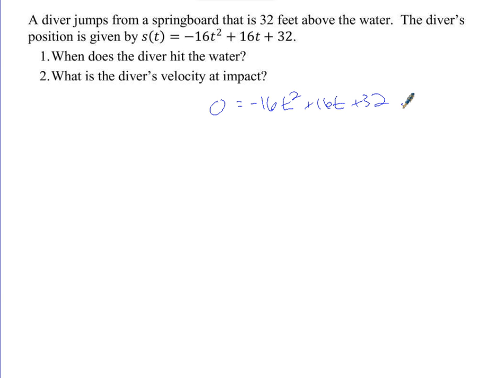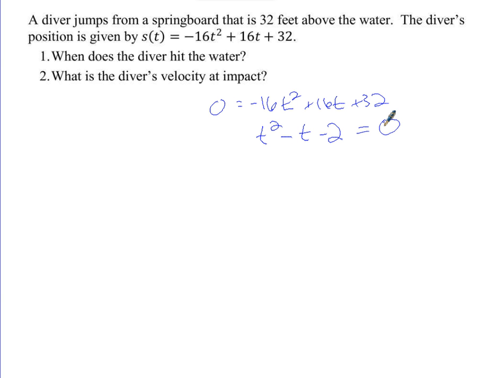Yeah, how about we divide out a 16, since there's a GCF here of 16. Yes, you can factor out a 16, but then you can divide it out and get rid of it completely. How about we make that a negative 16, so that our leading coefficient is positive? So that becomes a what? T squared minus t minus 2 equals 0. Now what? Now we factor.